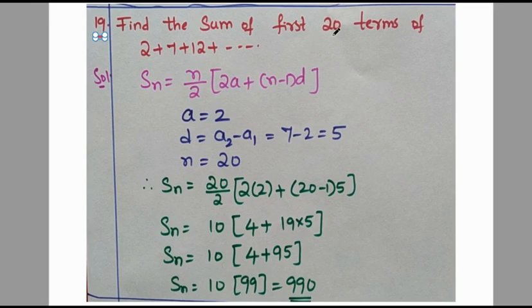19th question. Find the sum of first 20 terms of the AP. Sum to n terms formula is given by Sn is equal to n by 2 into (2a plus (n minus 1) into d). In arithmetic progression, just now we discussed, a value will be the first term, which is 2. D is common difference, 7 minus 2 is 5. And n is 20. In the question itself, they asked to find the sum of first 20 terms. So n is 20. Applying a, d, n in the formula, we will get Sn value as 990.